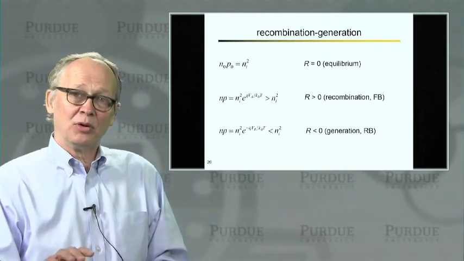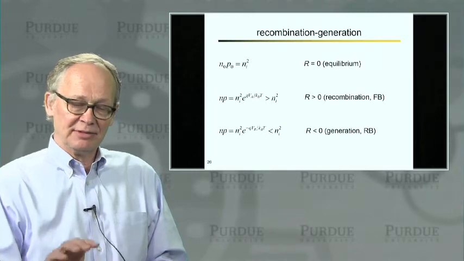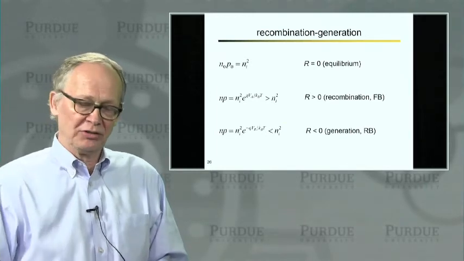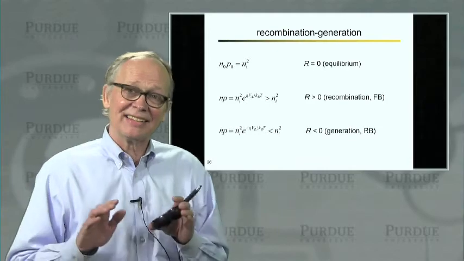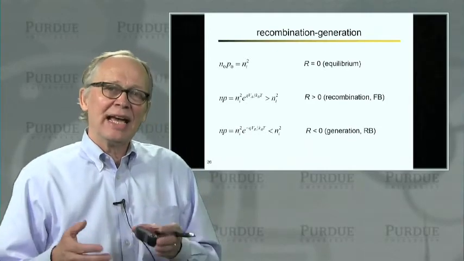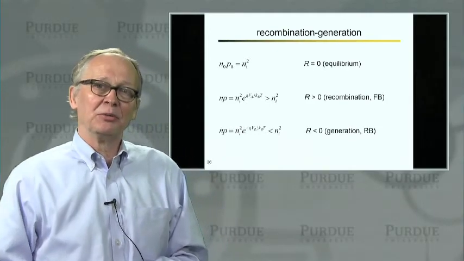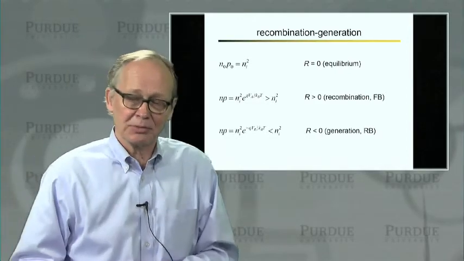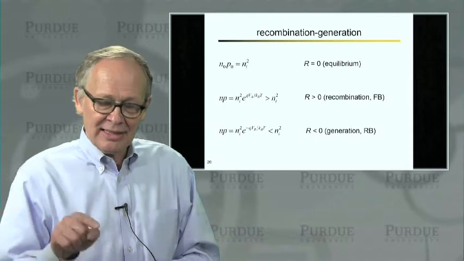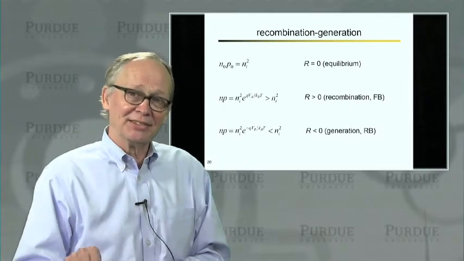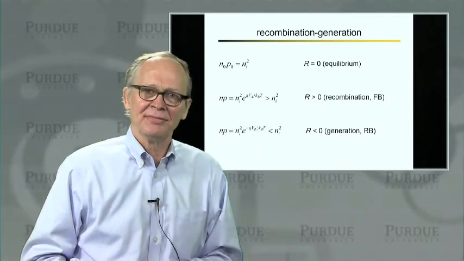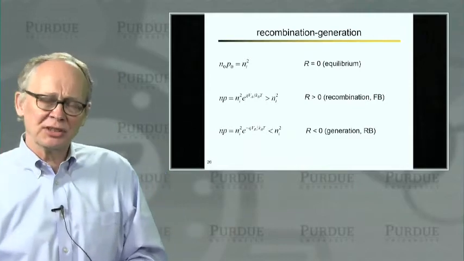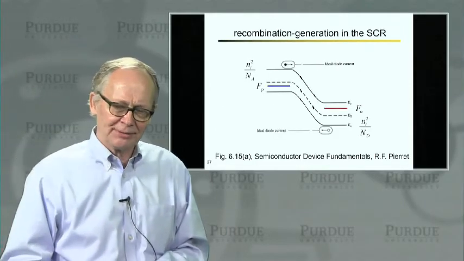In reverse bias, n times p is equal to Ni squared times e to the q applied voltage over kT. The applied voltage now is negative, so there's an e to the minus q reverse voltage over kT. That's less than Ni squared. We have fewer carriers there than were there in equilibrium. The system responds by generating carriers to try to get back to equilibrium. If the recombination is less than 0, we have generation. So in a reverse bias p-n junction, we're going to expect to see generation.